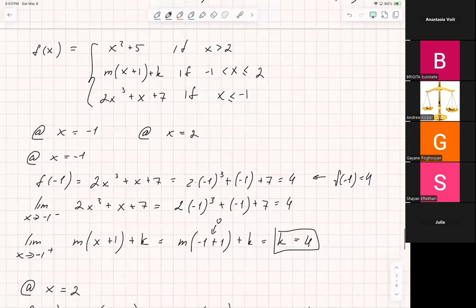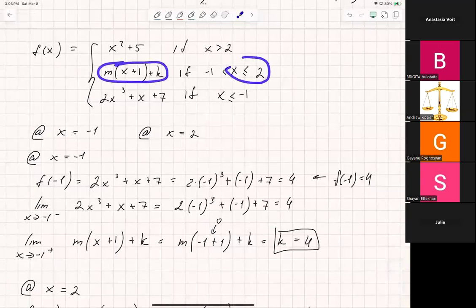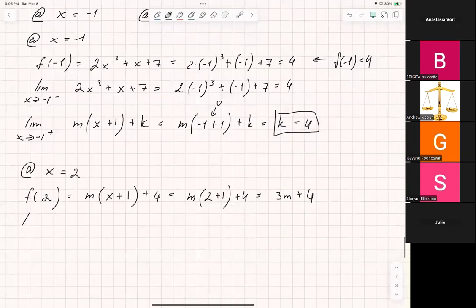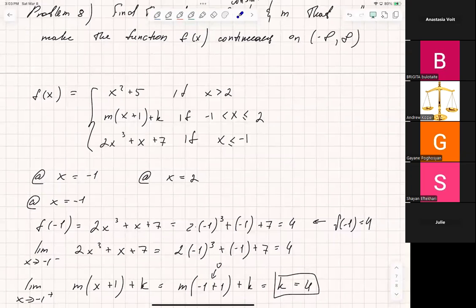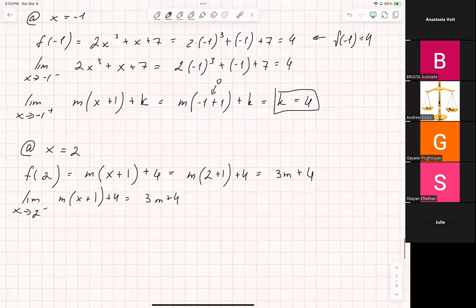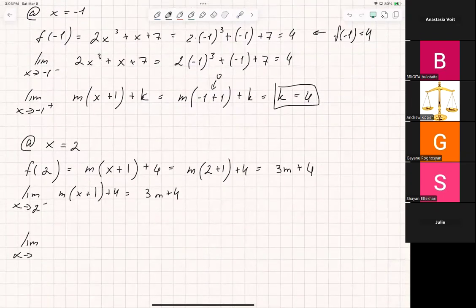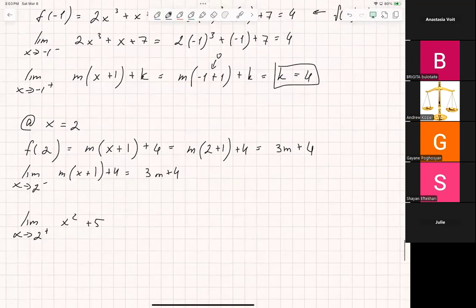And we see that the left limit will also be the same, right? So we can say the limit as x approaches 2 from the left side will again be the same thing. So m times (x plus 1) plus 4, that's going to be 3m plus 4. But from the right side, we will choose the first function, right? x squared plus 5. So we have the limit as x approaches 2 from the right side of x squared plus 5. Let's plug in 2 into our function. We have 2 squared plus 5, which is 9, right?